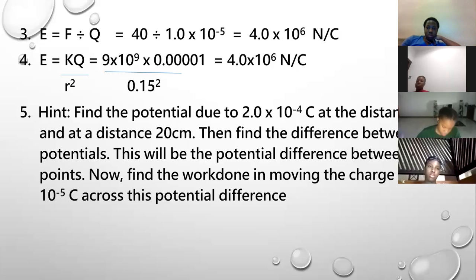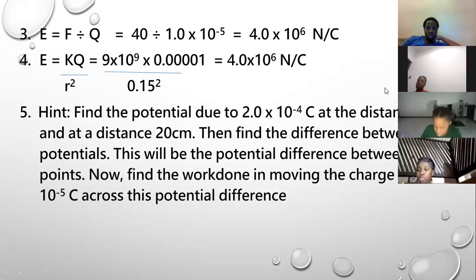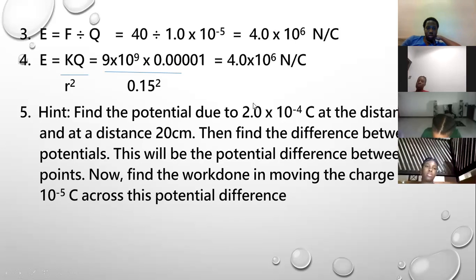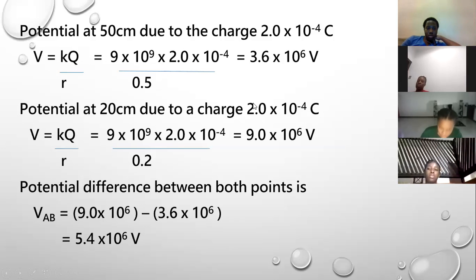So it's like you trying to move something into a place where there's already another existing charge. So you have to be able to overcome that influence, that potential of that existing charge. So we have to know the potential of that existing charge at those two distances. Having done that, we can find the difference between the potentials and say, okay, this is the potential difference. And then from there, we are able to get our work done.